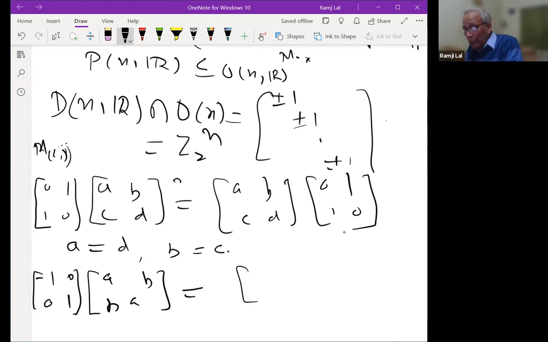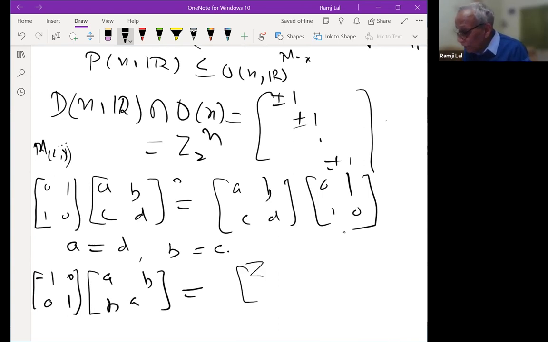So this is a diagonal matrix. So therefore, this is also a diagonal matrix, as you see, right? So what is the center here? What will be the center here? The center of O(n, R) consists of diagonal matrices, members of the diagonal matrices, right? So that is the center which we have described here.